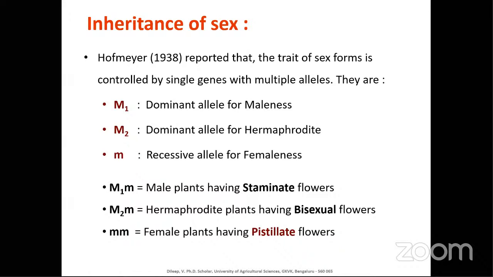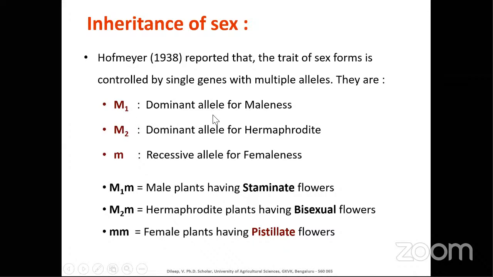So they are controlled by genes. We know that any characters are controlled by genes. So the sex form is controlled by a single gene with multiple alleles. What are alleles? The alternate forms of a single gene. Those are alleles, and they include M1, M2, and also small m.